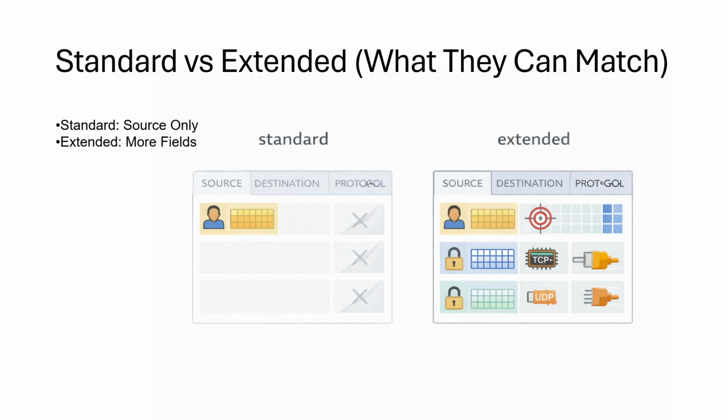An extended ACL can match more fields, including source IP, destination IP, protocol, and, for TCP/UDP, port numbers. In plain words, this source can reach that destination using this protocol and these ports. Extended ACLs give you precision.